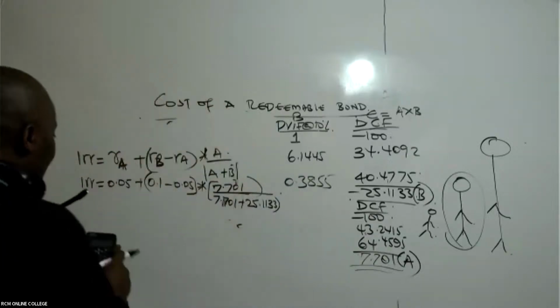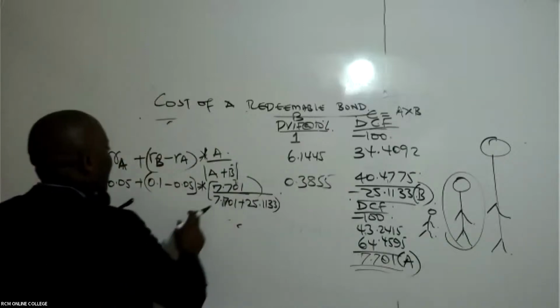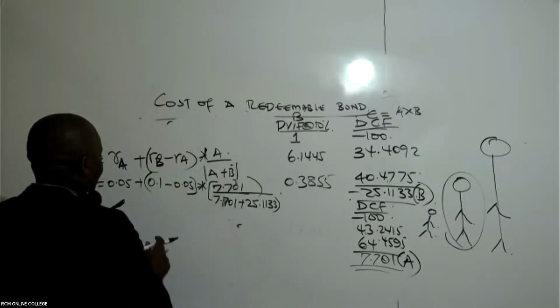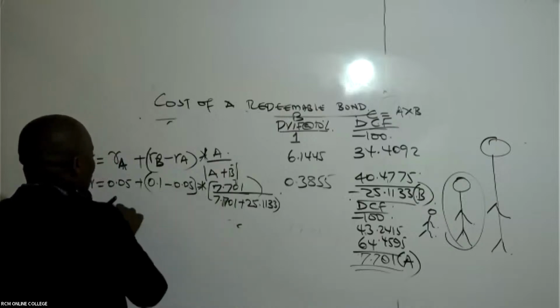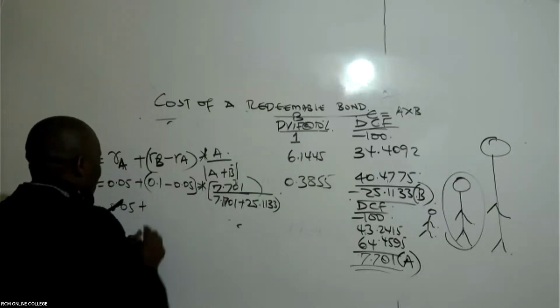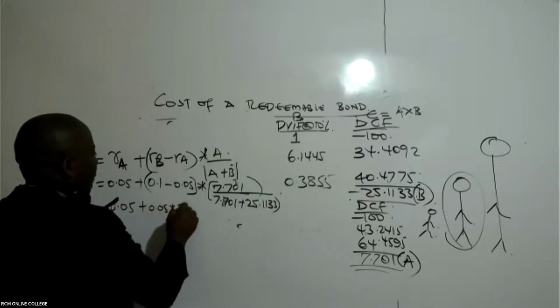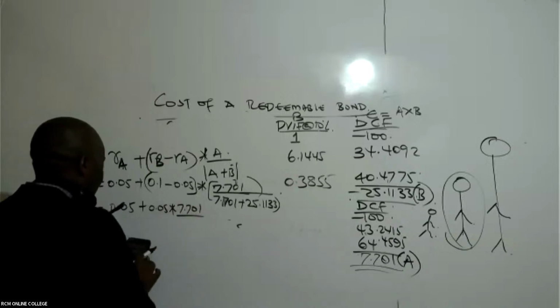So then what do we have? If I'm the one doing this, I can even begin with the numerator, or the bracket. So 0.05 plus 0.1 minus 0.05 times 7.701 over 7.701 plus 25.1133 equals.